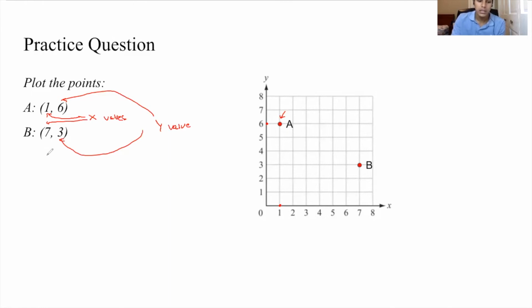For point B, our x value is 7, which means we're going to go out 7 different slots: 1, 2, 3, 4, 5, 6, 7. And we end up here on our x-axis. Now, we also need to go 3 up because our y value is 3. So going 3 up would be 1, 2, 3. And I'll draw the arrows, 1, 2, 3. We go 3 units, and now we're here at point B. So point B is here on our graph.